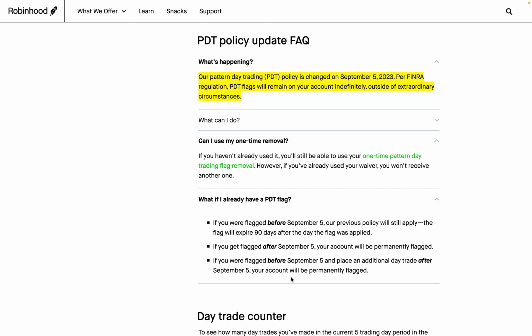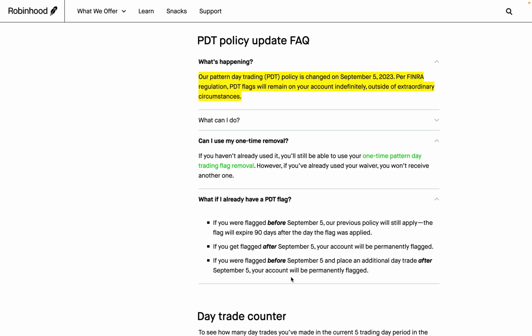I can already see a lot of people getting this PDT flag, not being able to day trade anymore, and having to do something else. So what else can you do here? What else can we consider if you do get this PDT flag, or how else can you day trade without getting this PDT flag? So there's a couple of things here. Number one, place less than 4 day trades in a 5-day trading window, right? That's obviously the simplest thing to avoid this whole issue.